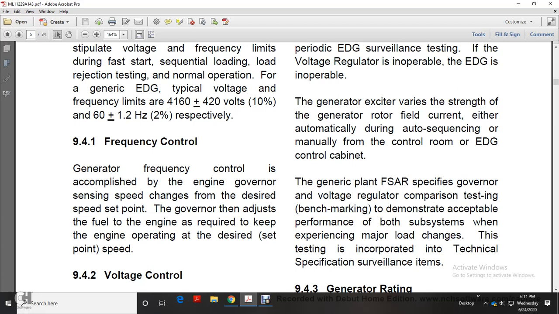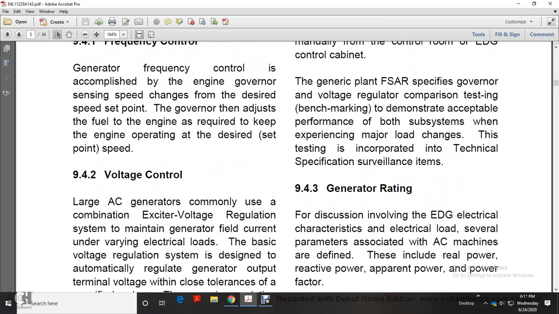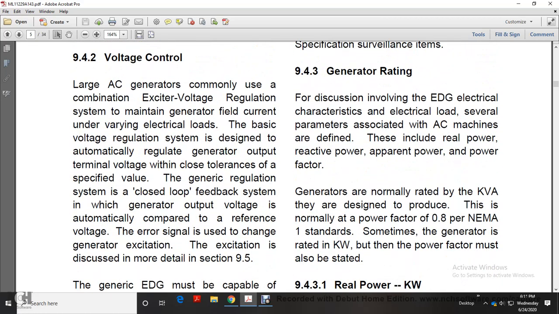Or the generic FSAR specified governor and voltage regulator, with a comparison of the testing against the benchmark, can be demonstrated with acceptable performance of the whole subsystem, with experience with major load changes. The testing is incorporated in the technical specifications surveillance items.